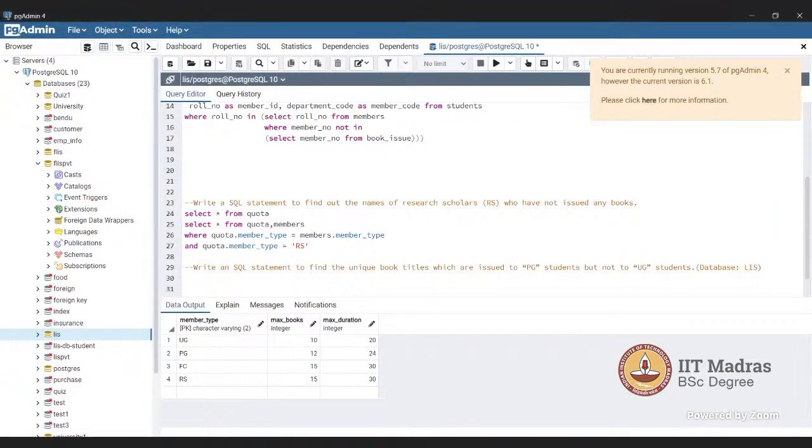Sir, I pasted the code in the chat box. Okay, let me see. Okay. Okay.